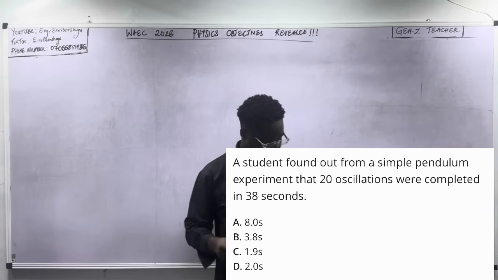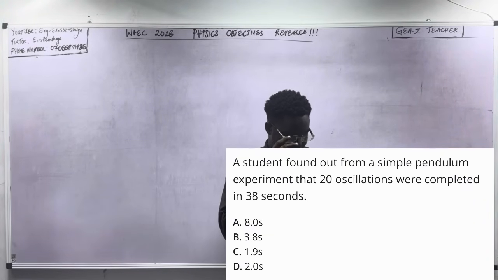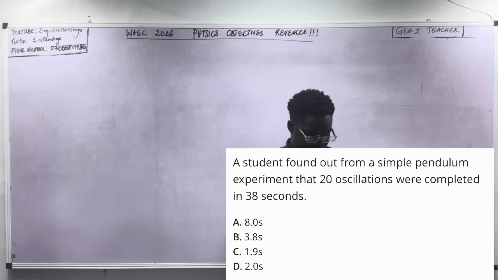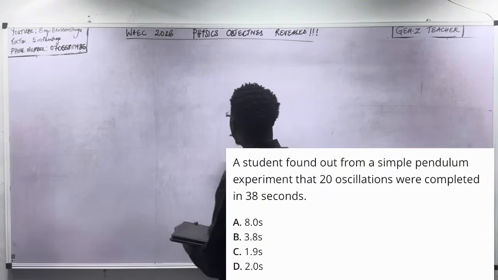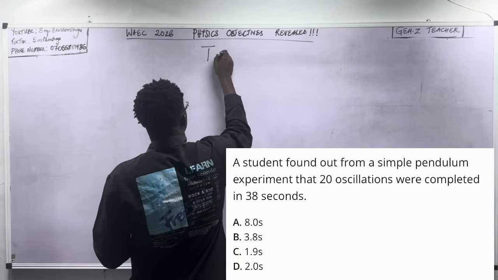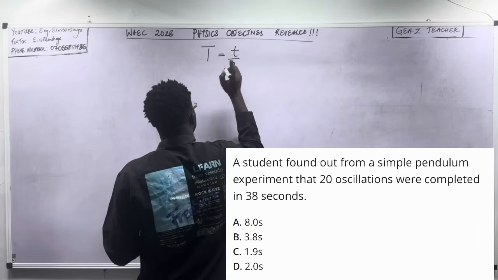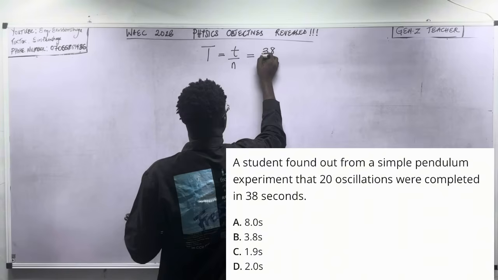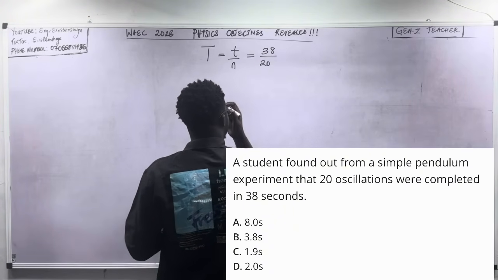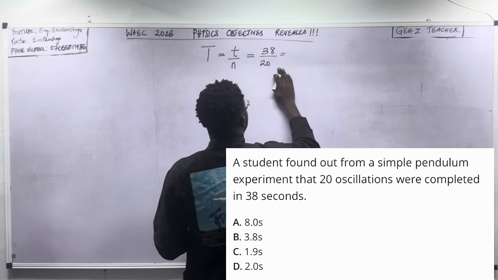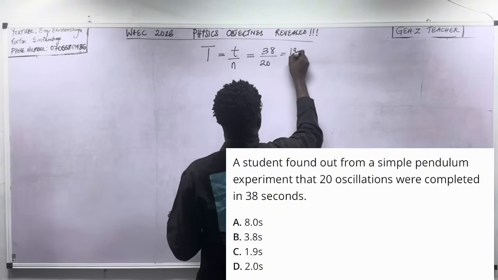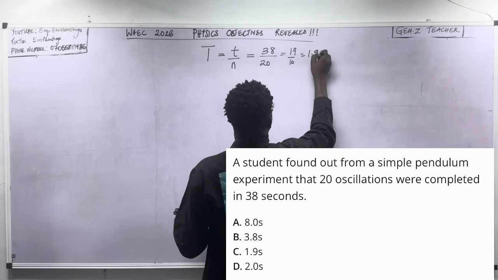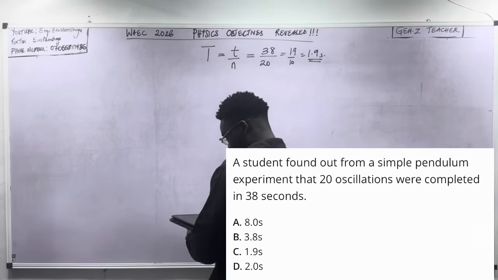Question number 3 says, a student found out from a simple pendulum experiment that 20 oscillations were completed in 38 seconds. I think we are asked to find the period. Now recall that a period in a simple pendulum is the time taken to cover a number of oscillations. So the time given in the question here was 38 seconds, and then we have 20 oscillations. Now quickly, can 2 go into 38? That should be around 19. So 19 divided by 10, that should be 1.9. So the period is 1.9 seconds.